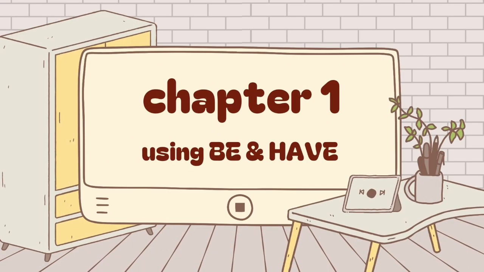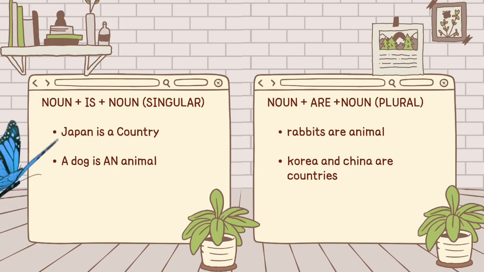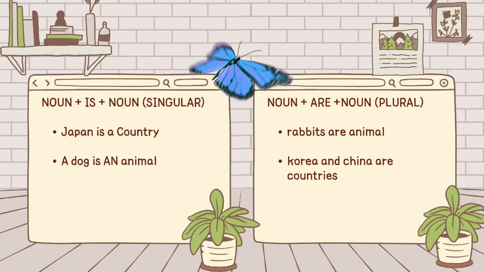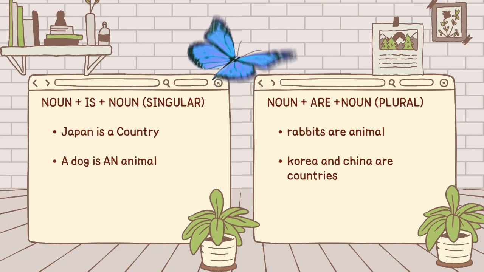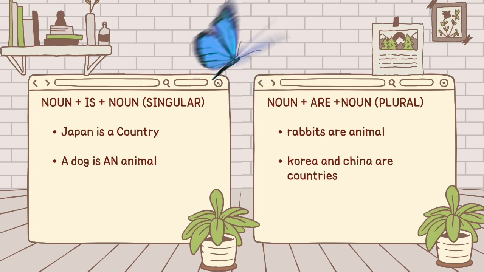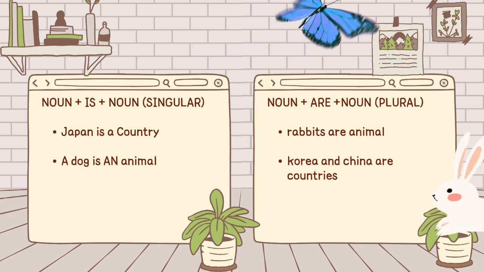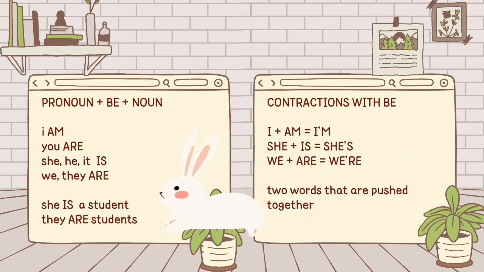Chapter 1, using be and have. For singular, using is. For plural, using are. Japan is a country. Rabbits are animals. Using pronouns: I am, you are, she, he, it is, we, they are. For example, she is a student, they are students.